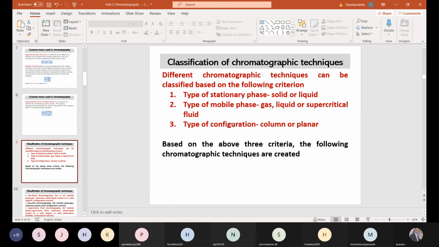So that is where I stop today, and then we will understand step by step the classification, the mechanisms on which several chromatographic techniques are based, and then we will move on to certain more important fundamentals, theoretical aspects, which will have meaning in the practical aspects. Those important terms we'll be doing, and once we have done with that, then we will move on to the actual techniques and their own specific principles.